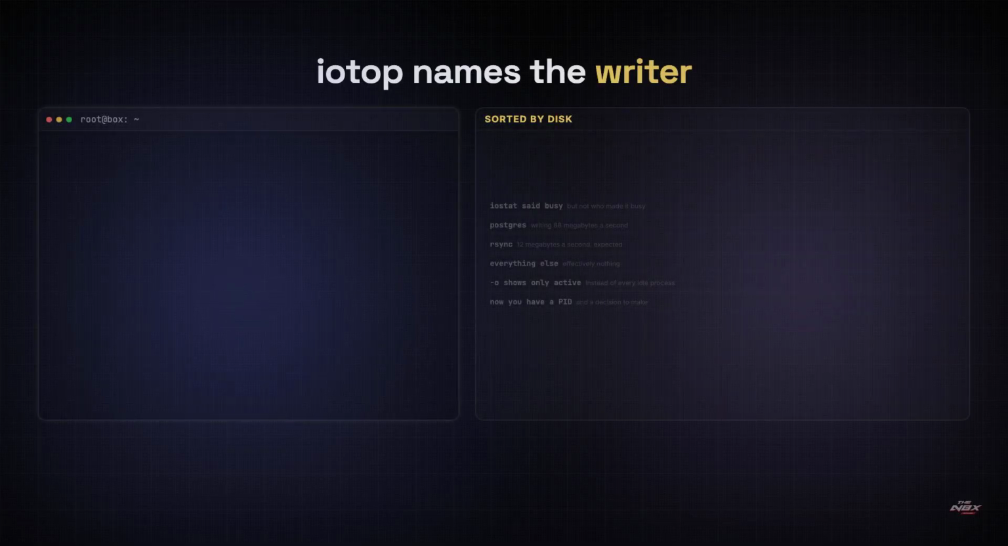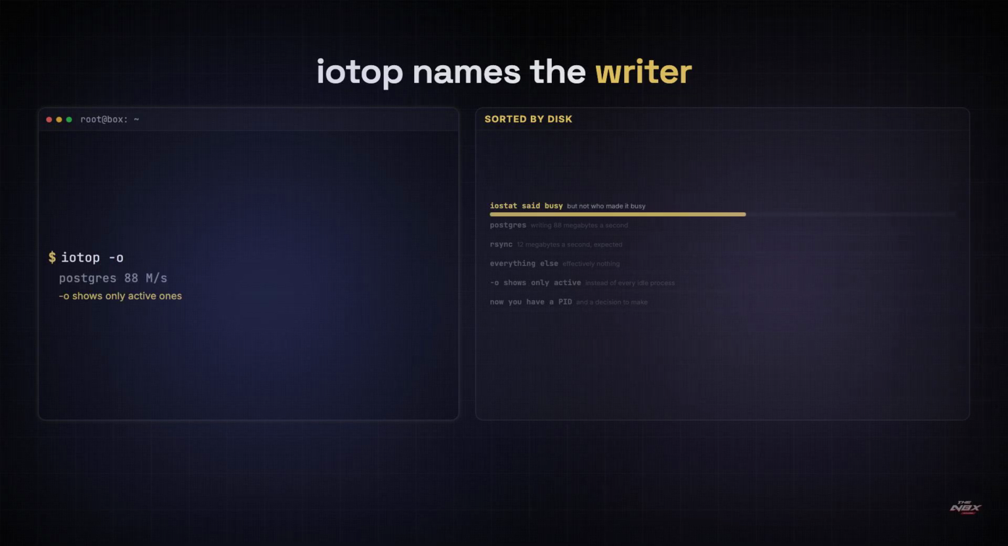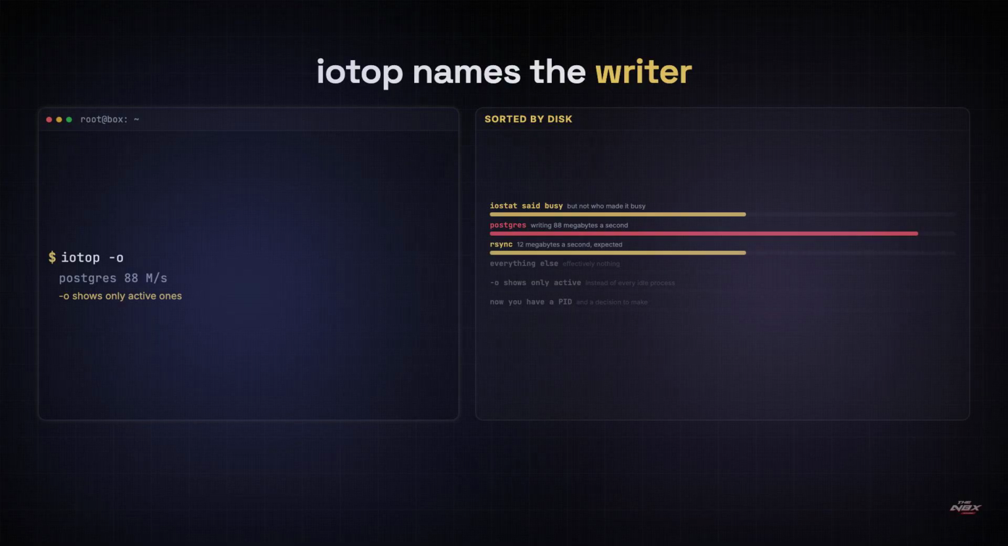iostat told you the disk is saturated, which is useful and immediately raises the obvious next question. Saturated by what, exactly? iotop answers that because knowing a disk is busy without knowing who made it busy leaves you nowhere. Here Postgres is writing 88 megabytes a second, which is your answer. rsync is doing 12, which is the backup you scheduled and expected. Everything else is doing essentially nothing. The -o flag shows only processes actually doing input and output, rather than filling the screen with idle ones. Now you have a process ID and a decision.